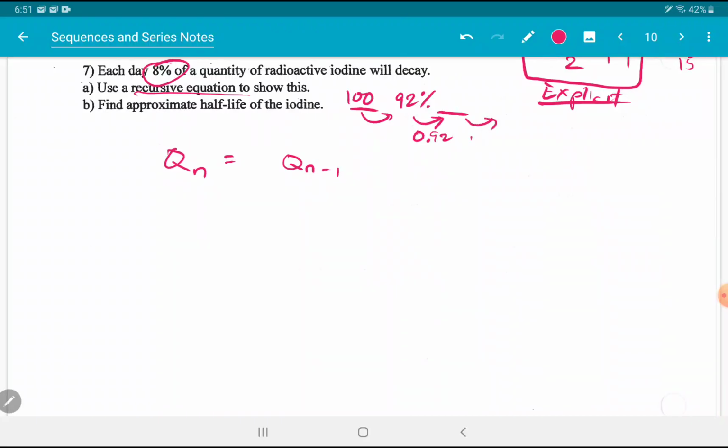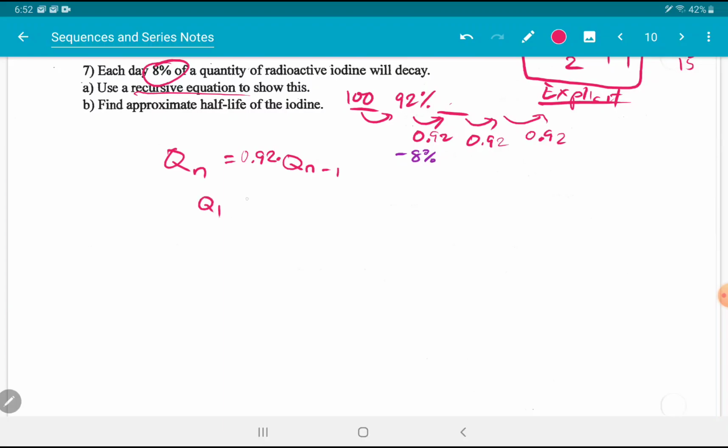What do I do then? I multiply by 0.92, right? I keep multiplying by 0.92 because it's decaying at a rate of 8%. Multiplying by 0.92 is the same thing as taking away 8% each day, or each time, whatever that unit is. So we take the previous amount and multiply it by 0.92, like this. That's going to be our recursive equation.